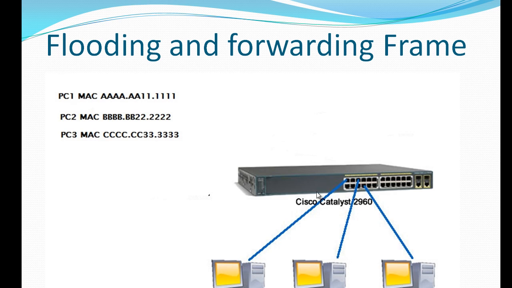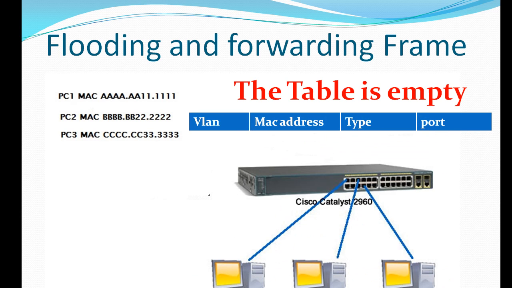So when the switch powers on, the MAC address table is empty, and in the MAC address table you will see we have 4 columns. The VLAN: when the switch learns the MAC address of a host, it will also learn the VLAN for the host, like the VLAN where the PC belongs. It will also learn the port where the frame comes from, and this type is for whether it is a static entry or a dynamic entry.